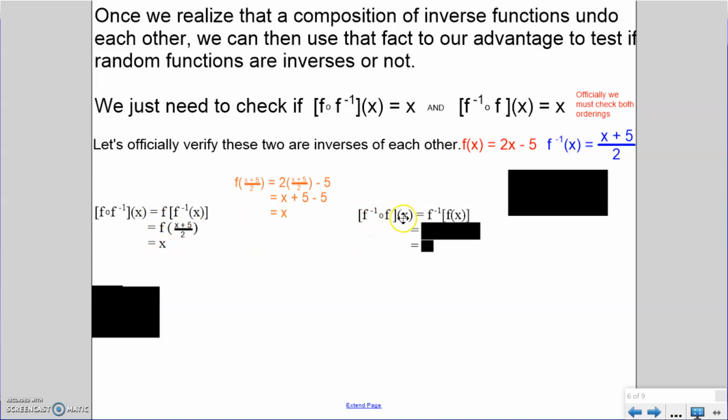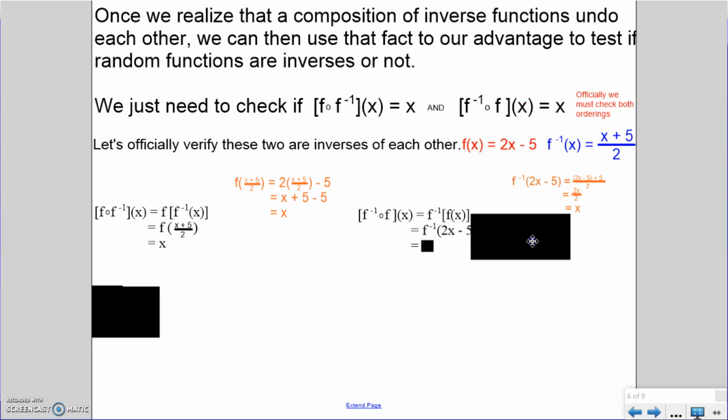f inverse of f of x. So I wrote the nice way. I'm finding f of x first. If I go to equation f and plug in x for x, it does not change. So it's going to turn to this. Now I'm going to plug that 2x minus 5 for x in the inverse equation. So hopefully you notice all we're doing is plugging the equation into x over here, then this whole equation for x over here. So here I'm going to do some work.